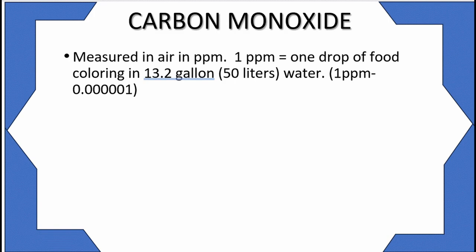And if you're going to look at it from the decimal standpoint, that's a tenth, that's a hundredth, that's a thousandth, that's a ten thousandth, hundred thousandth, million. So in a decimal, there's five zeros plus a one, and that's one part per million.